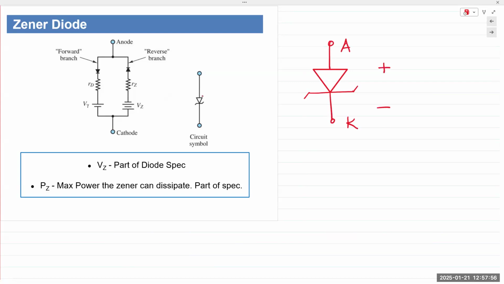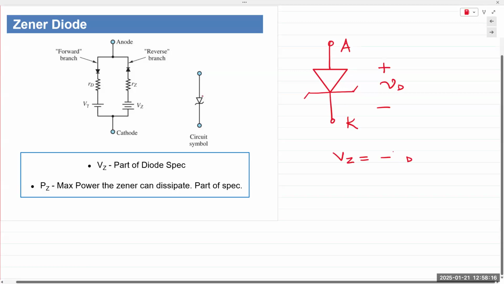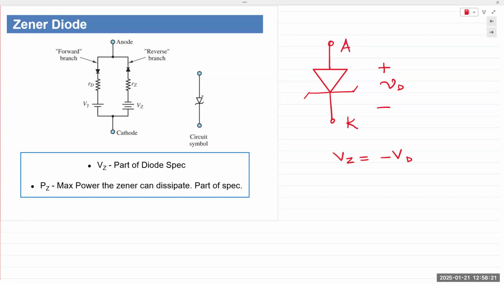Diode voltage is always taken as positive at the anode, negative at the cathode. Because the Zener diode is used in reverse bias, the diode voltage for a Zener diode is always negative. Okay, it's always negative. However, Zener voltage will be treated as positive. So plus Vz will always be minus Vd, because Zener diodes are exclusively operated in the reverse bias. And that is illustrated by this equivalent model right here.